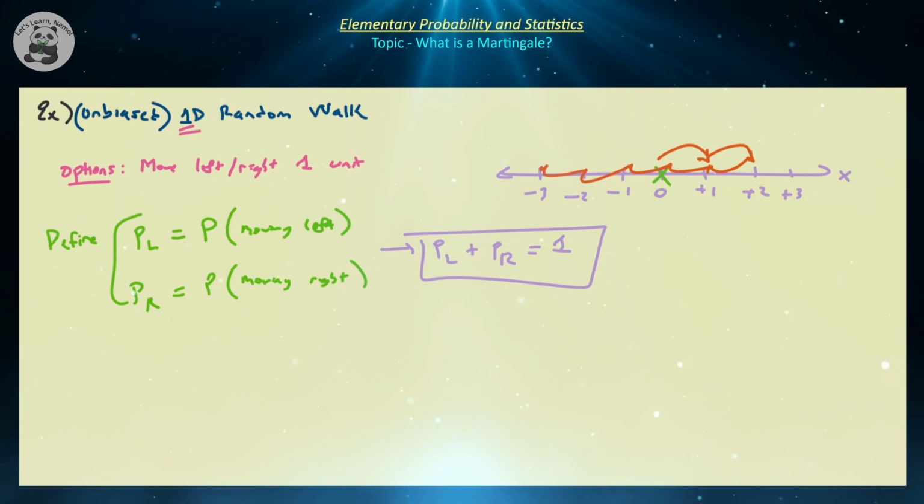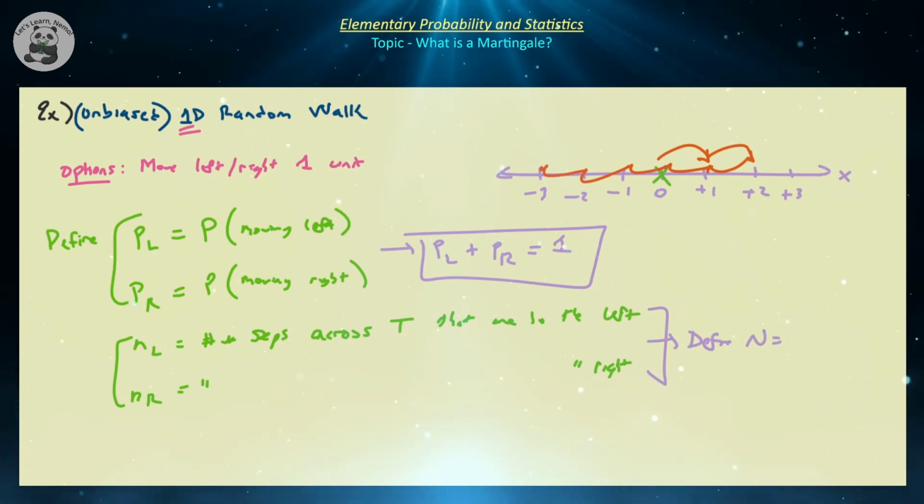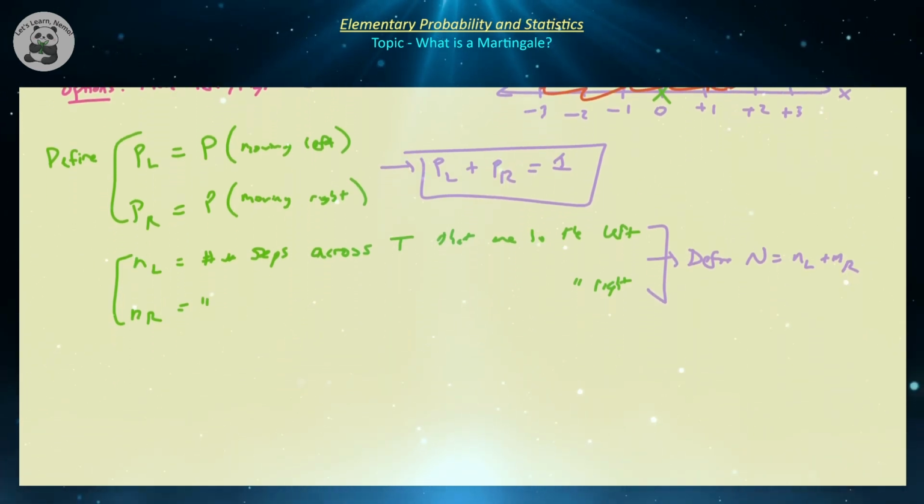Okay, so let's assume that NL is the number of steps across your iterations t that are to the left. And let's assume NR is defined similarly, so it's the number of steps across t that are moved to the right-hand side. From these 2, we're going to define N to be equal to NL plus NR. Obviously, if I tell you how many total steps I have made, and how many steps I moved to the left, then you should be able to tell me how many steps I moved to the right.